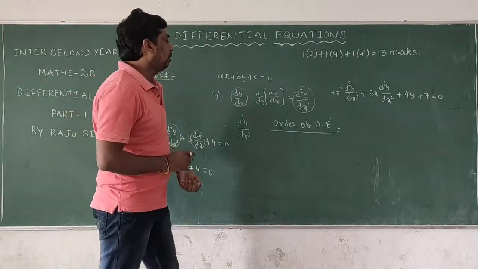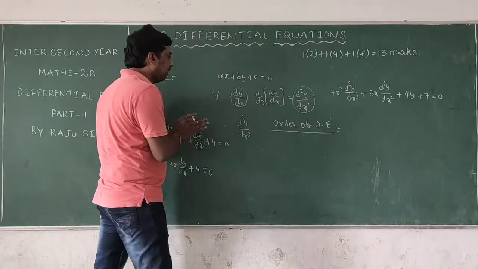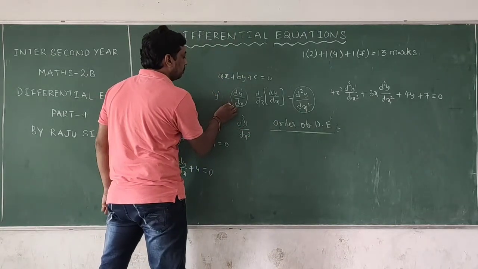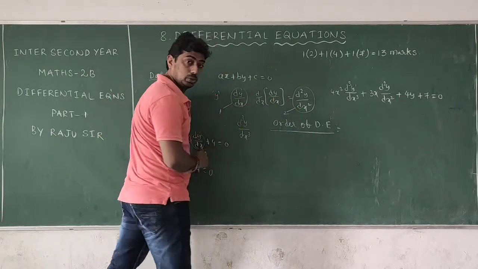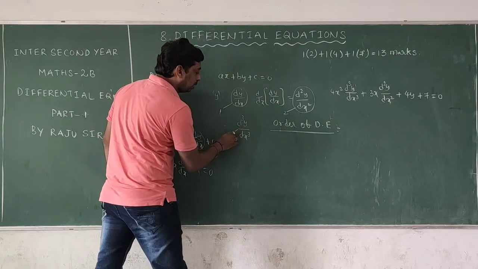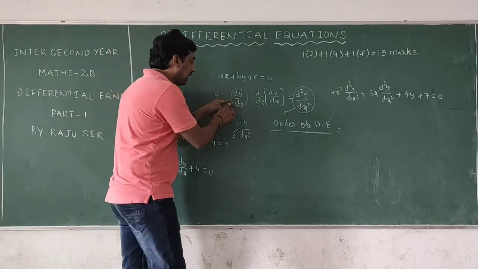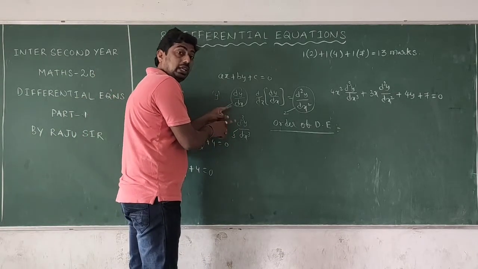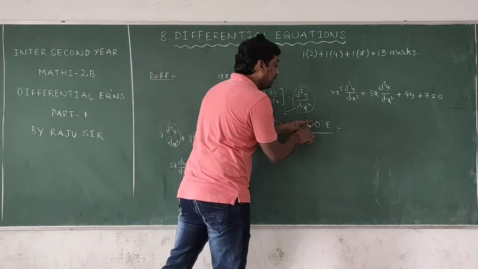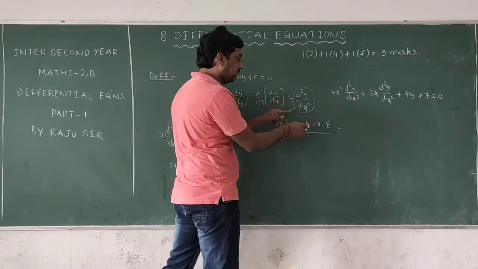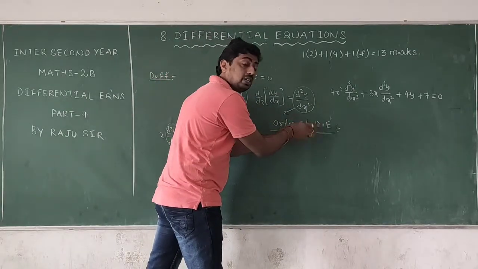So what is the order of a differential equation? Clearly I explained here: this derivative term has order 1, this is also a derivative term with order 2, and this is also a derivative term with order 3, with 3 times differentiation. So I explained here the order of the derivative terms, but here the order of the differential equation. First understand the difference between the order of the derivative term and the order of the differential equation.